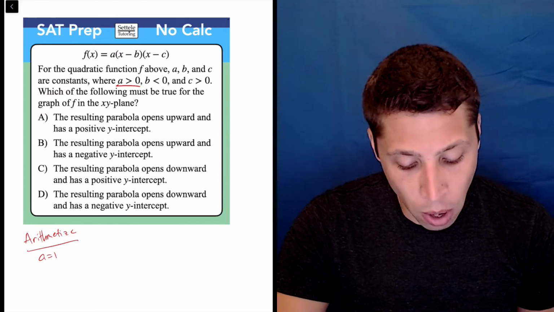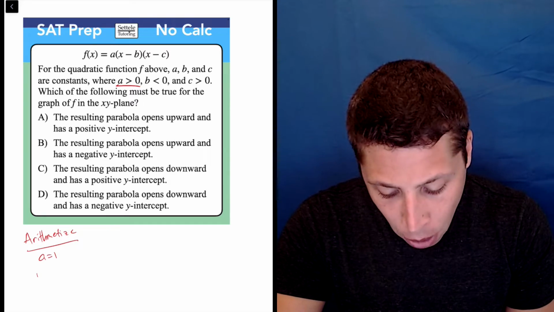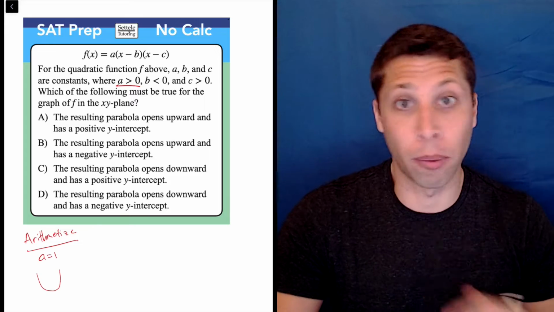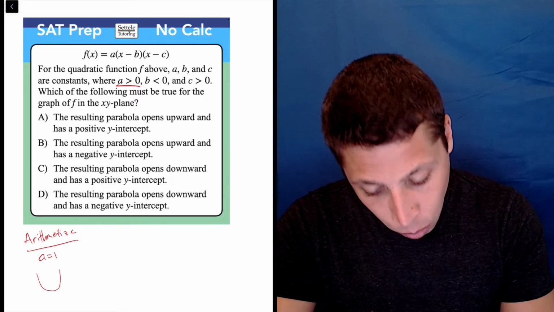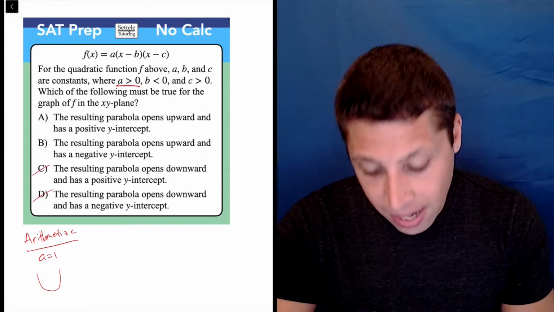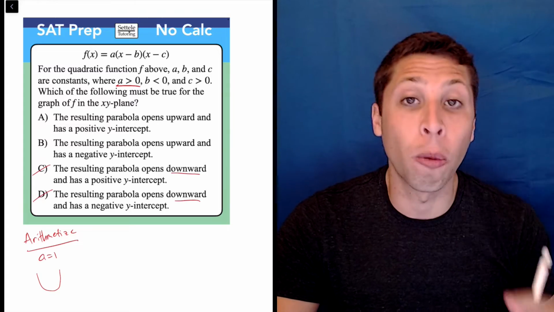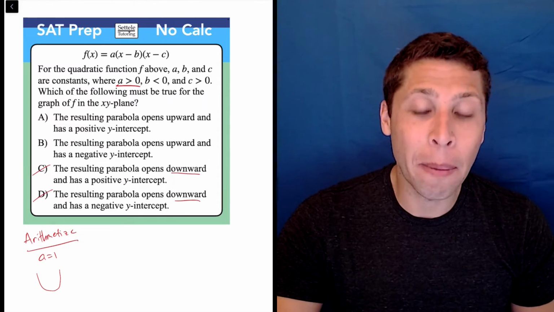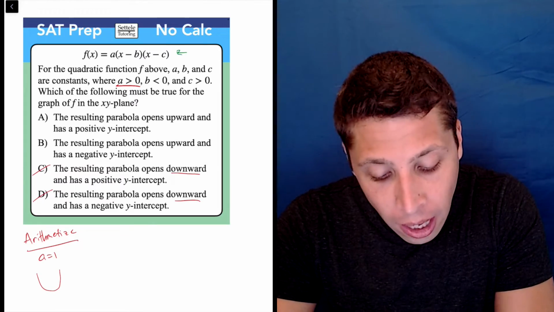That's perfect. So what that means is I'm going to end up with a parabola that looks like this. So I think most people are going to know that part without any issue. And so that means we can get rid of choices C and D. It does not open downward. It opens upward.